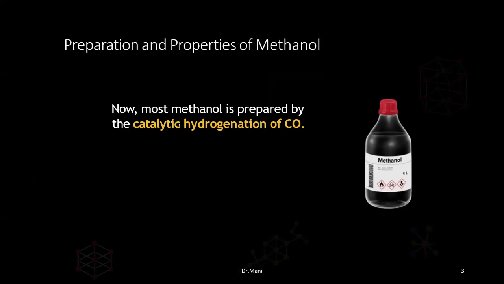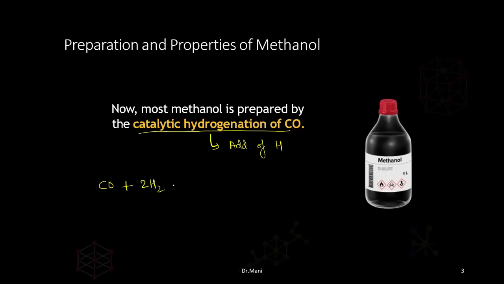So see here how it used to happen. Most methanol is prepared by the catalytic hydrogenation of carbon monoxide. That means you take the carbon monoxide and you do the hydrogenation. What is the meaning of hydrogenation? Adding of hydrogen. Okay, so that is called hydrogenation.